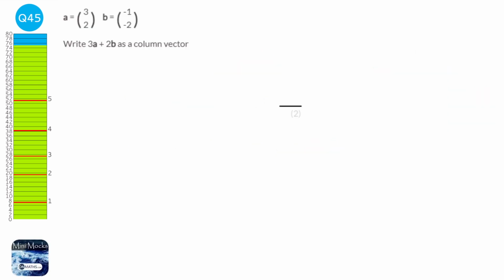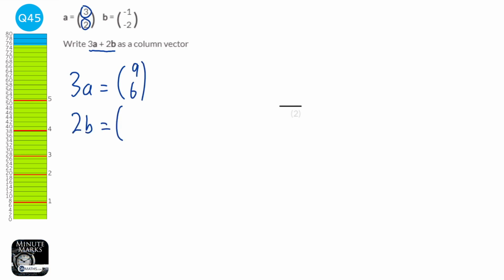So we're asked to find the vector 3a plus 2b. So we're going to start off by working out 3a. And so we just go times the top and bottom of a by 3. So that'd be 9 and 6. And to find 2b, we do exactly the same to the second one, but we're going to times it by 2. So that'd be minus 2 and minus 4.